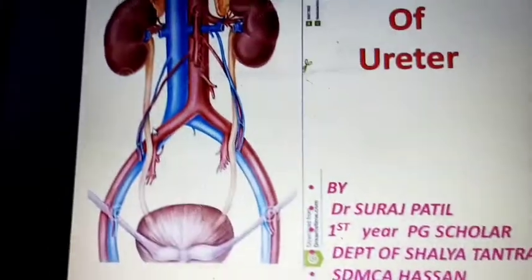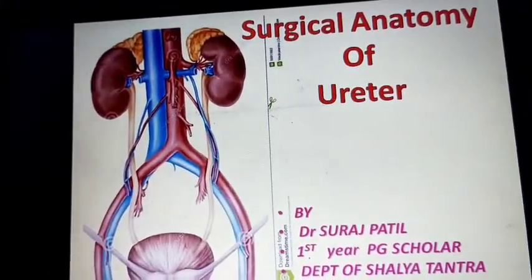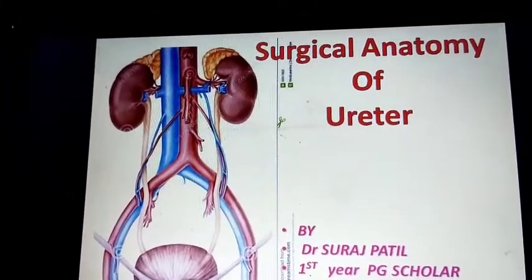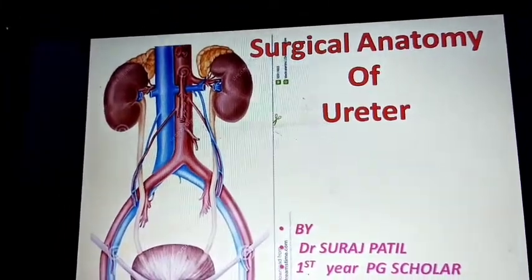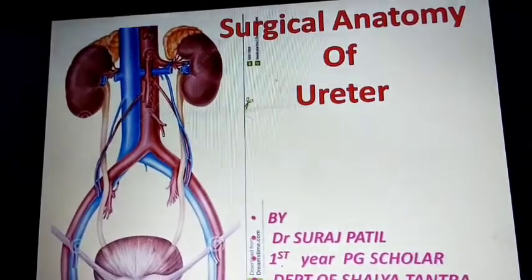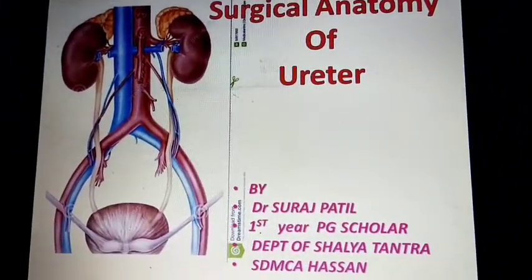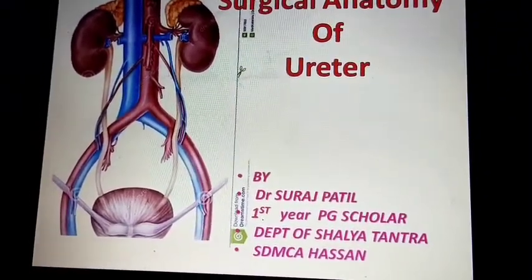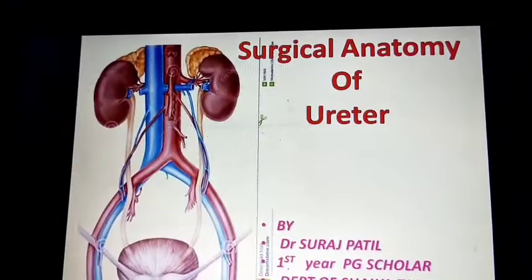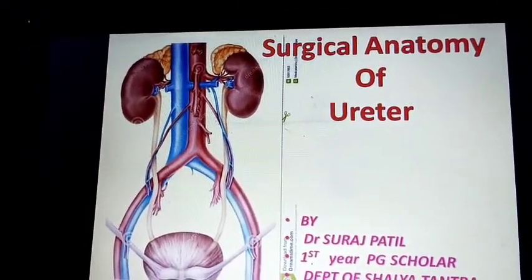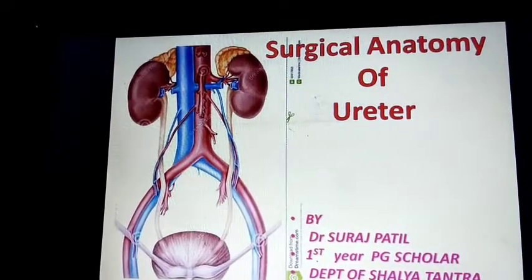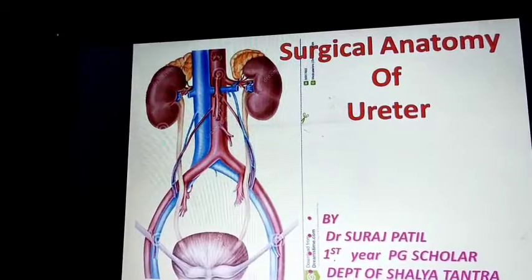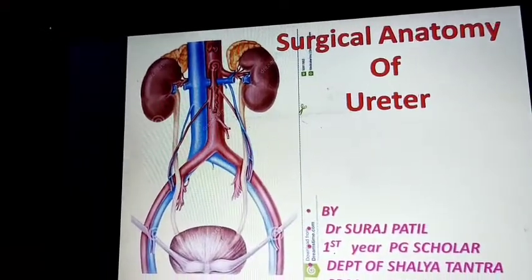Its total length is 25 to 30 centimeters. Most of the time it is 25 centimeters in length, and these are two in number. The ureter begins within the renal sinus as a funnel-shaped dilation called the renal pelvis, and it moves downwards and medially along the psoas major muscle.